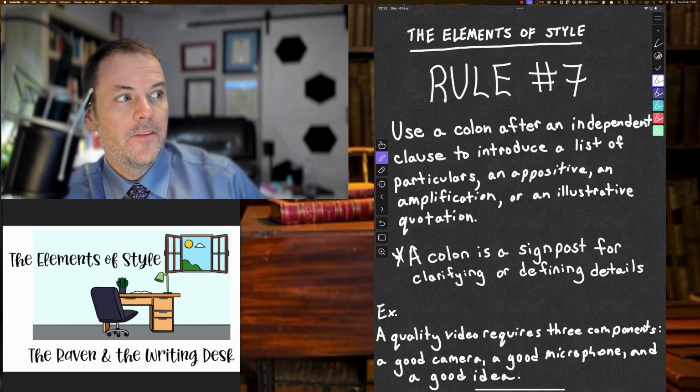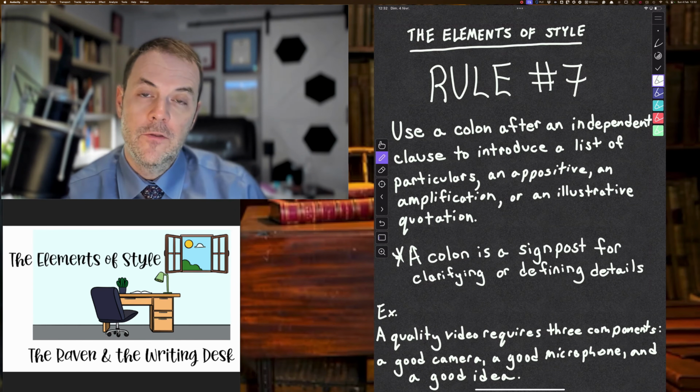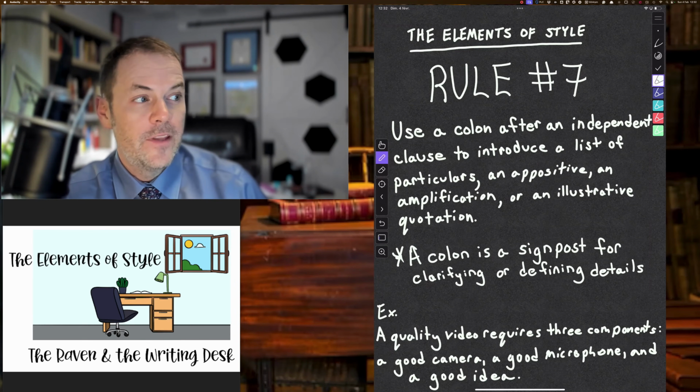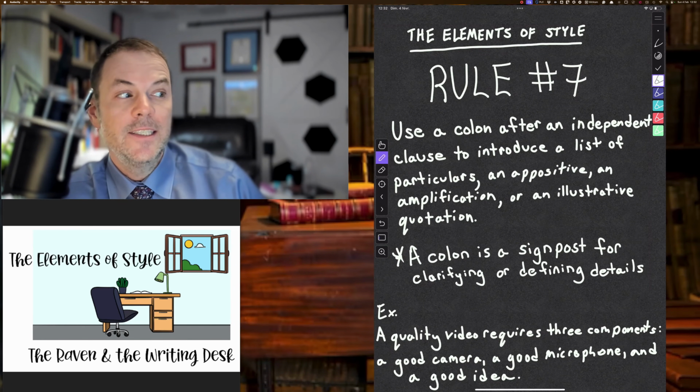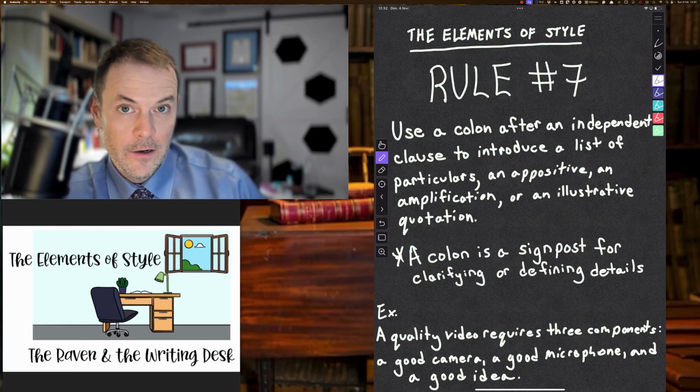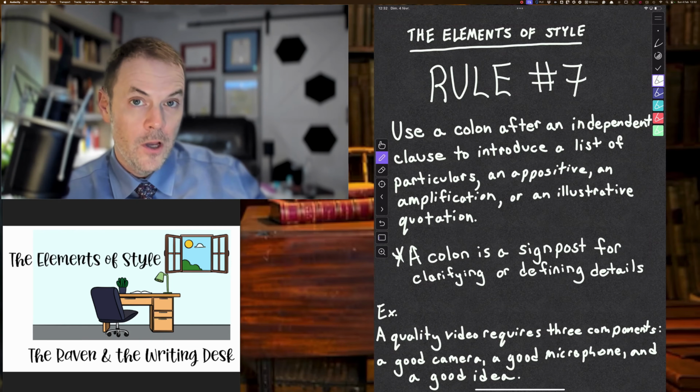Rule number 7: use a colon after an independent clause to introduce a list of particulars, an appositive, an amplification, or an illustrative quotation. All of these have the same idea in common. A colon is a signpost for clarifying or defining details. It is saying to the reader, what follows needs your attention.